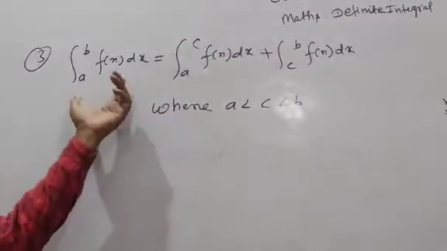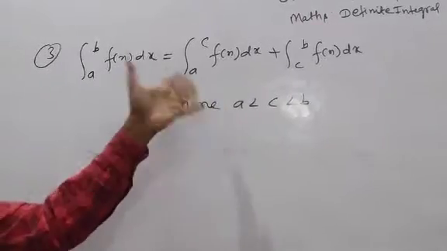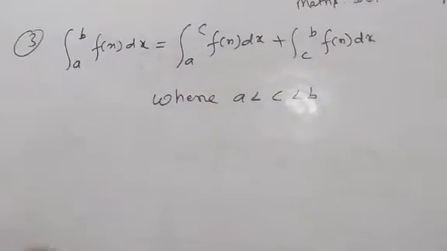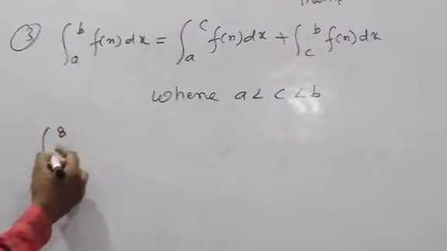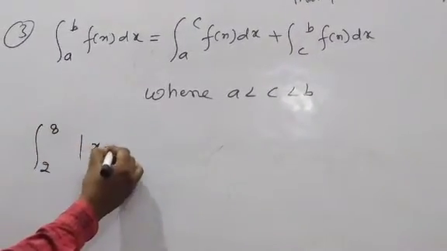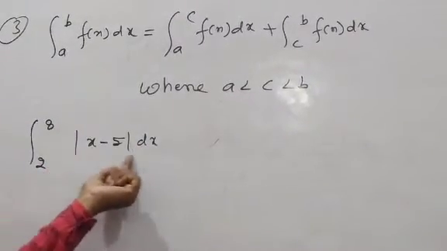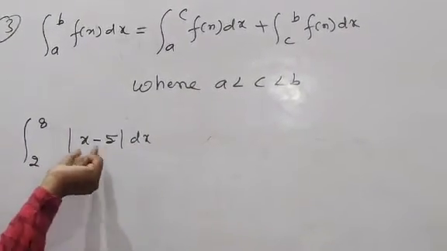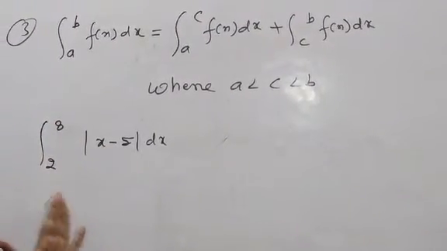We use this property when there are modulus numbers in the limits. Mod means, for example here, the integral from 2 to 8 of mod of x minus 5 dx. Clear? Mod means the modulus of x minus 5. There are two values, negative and positive value. Clear?